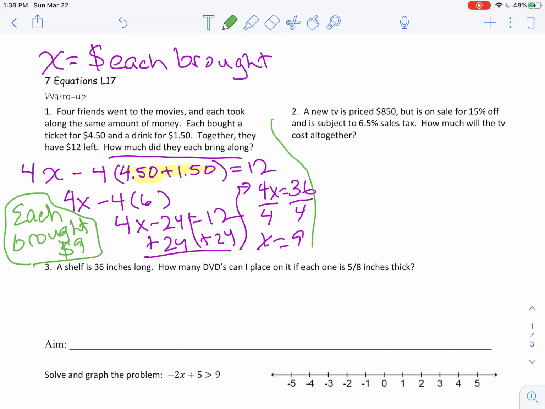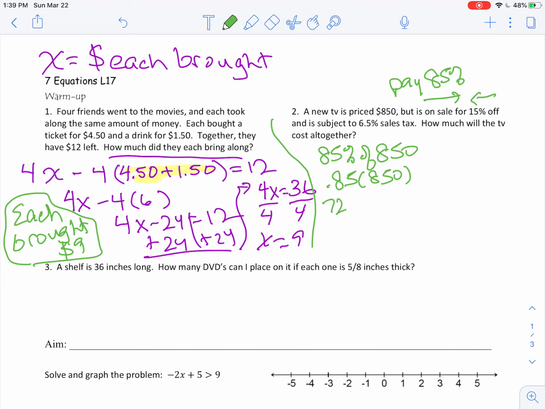This next one over here is a double discount or a double percent problem. First, this is on sale for 15% off, so that means that you're going to pay 85%. So you're going to pay 85% of the $850. We're going to change that into math. We're going to use our calculator, and we're going to get our answer.